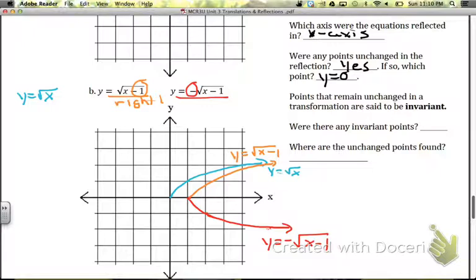So points that remain unchanged in a transformation are said to be invariant. Were there any invariant points? As we discussed already, yes. Where are the unchanged points found? So they're found on the x-axis at y equals 0.